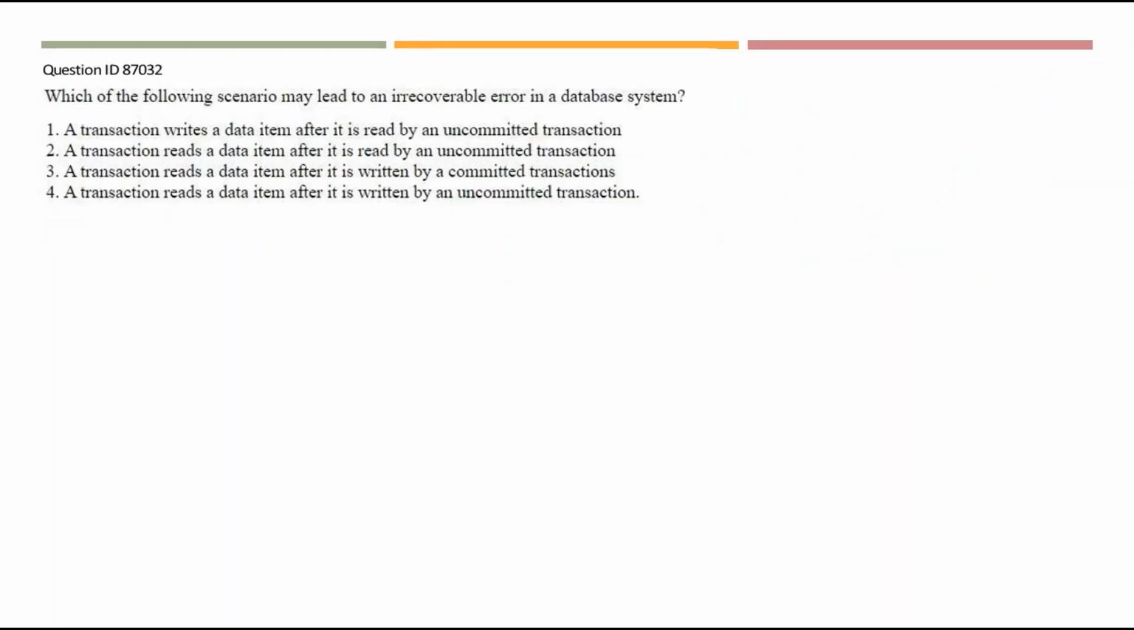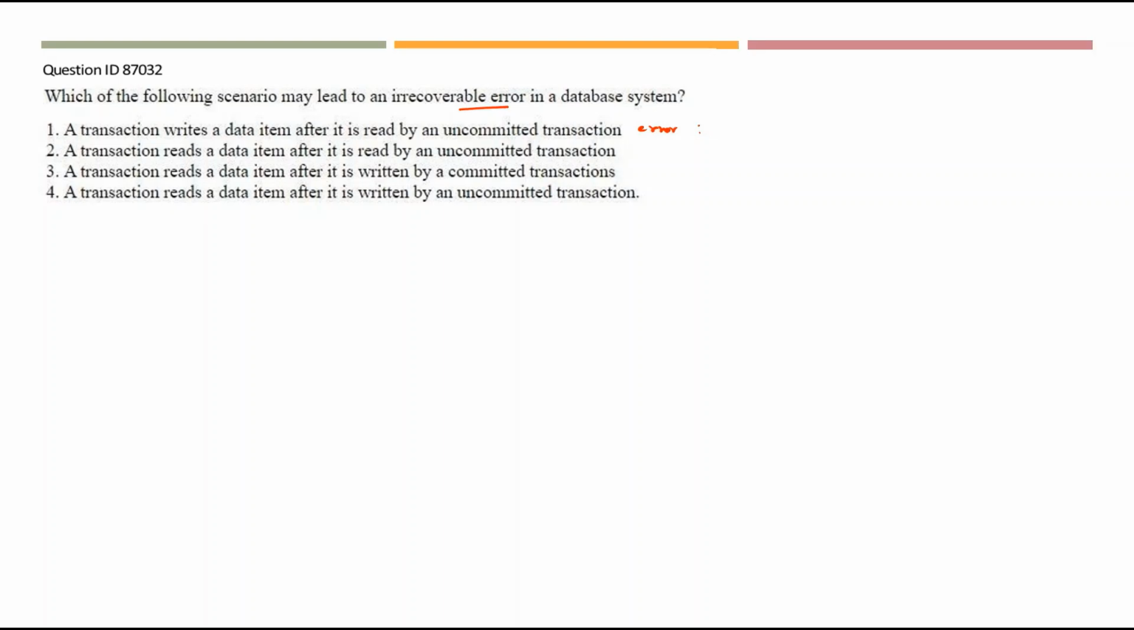Next question. Which of the following scenarios may lead to an irrecoverable error in a database system? A transaction writes a data item after it is read by an uncommitted transaction. Here we have an error. First we'll see what are the statements that produce an error, then we'll find which is the irrecoverable error.